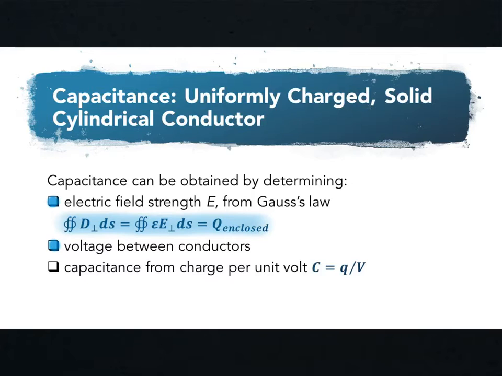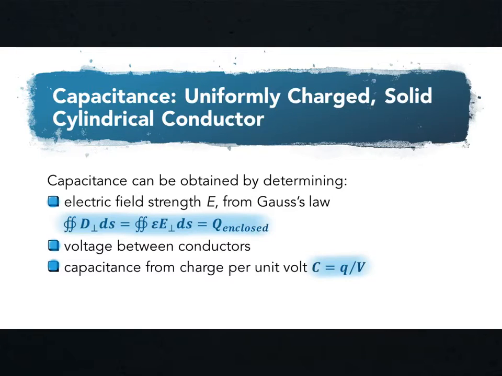And then eventually, when we have the voltage, we'll get the capacitance through this equation: charge over the voltage. So that is how your capacitance will be developed: from getting the electric field, and then the voltage, and then the capacitance.